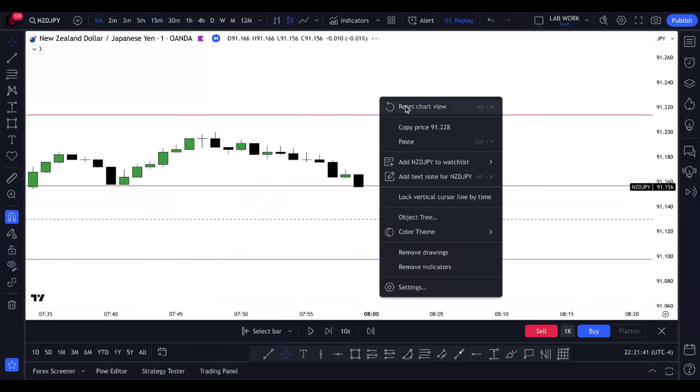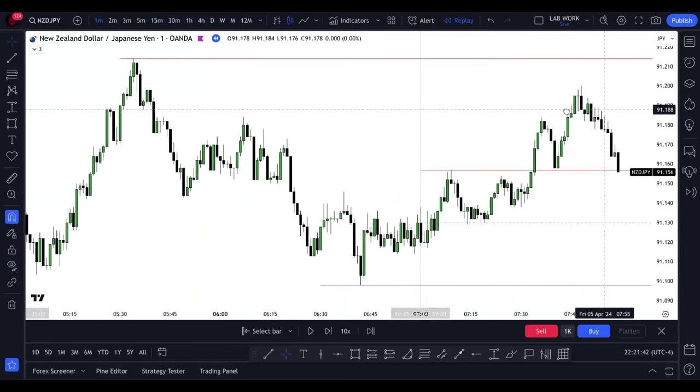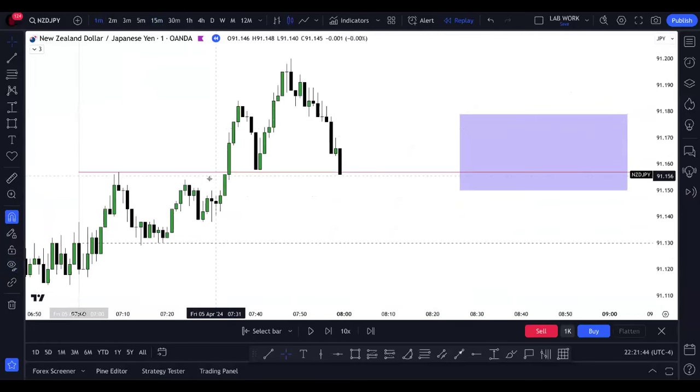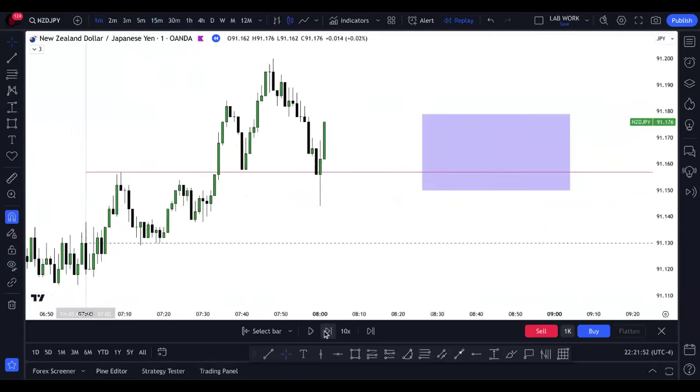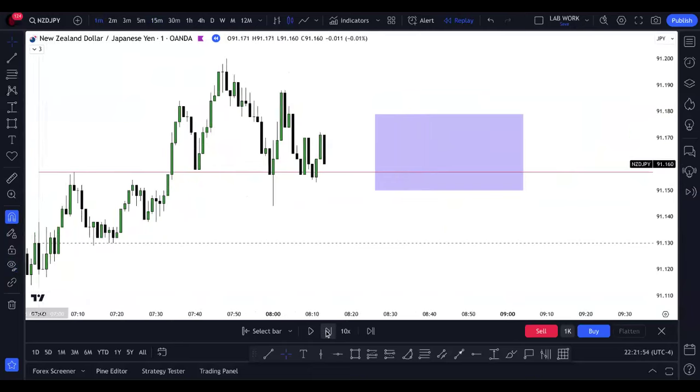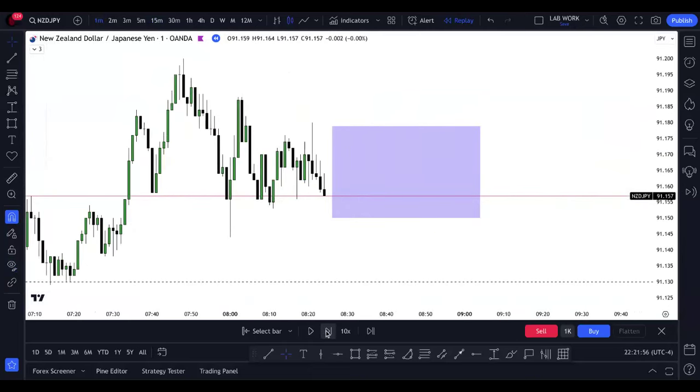You go back to a 1 minute time frame. Notice, yeah, that's it right there. We don't have any fair value gap that's ran with a fair value gap at all. So we keep playing it forward. Play. And, man, a couple minutes right before.